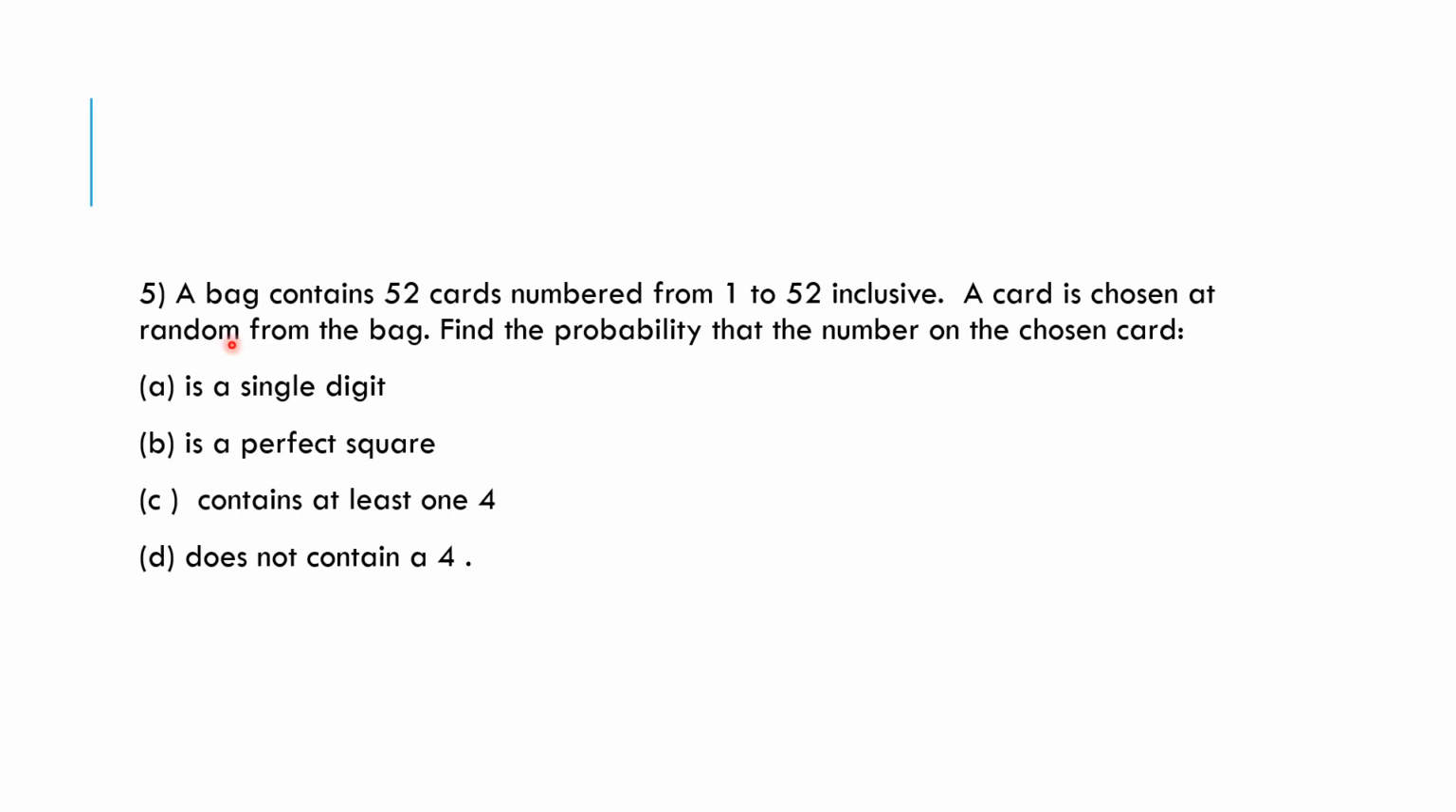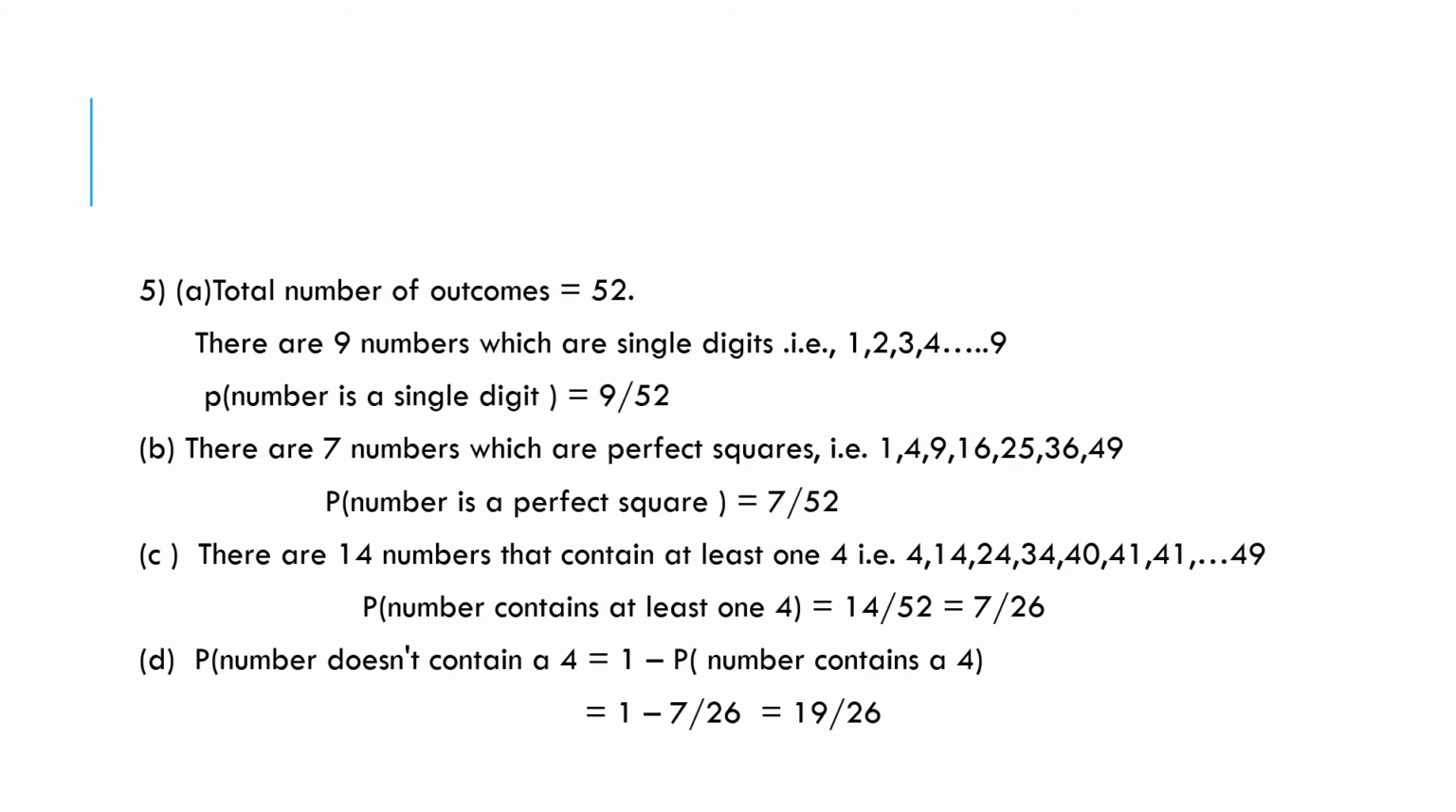Okay. Let's have a look at another question. A bag contains 52 cards numbered from 1 to 52 inclusive. A card is chosen at random from the bag. Find the probability that the number on the chosen card A is a single digit, B is a perfect square, C contains at least one 4, D does not contain a 4. Let's have a look at the solution.